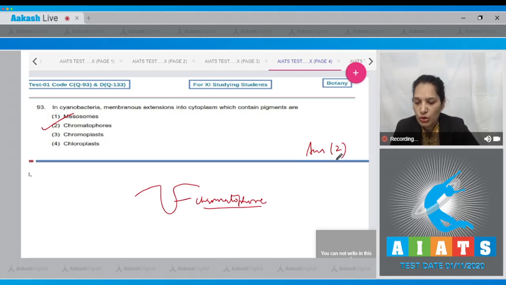What about the mesosomes? They are also membranous extension into the cytoplasm but not found in cyanobacteria. They are found in other bacteria and help in respiration. Let's move to the next question.